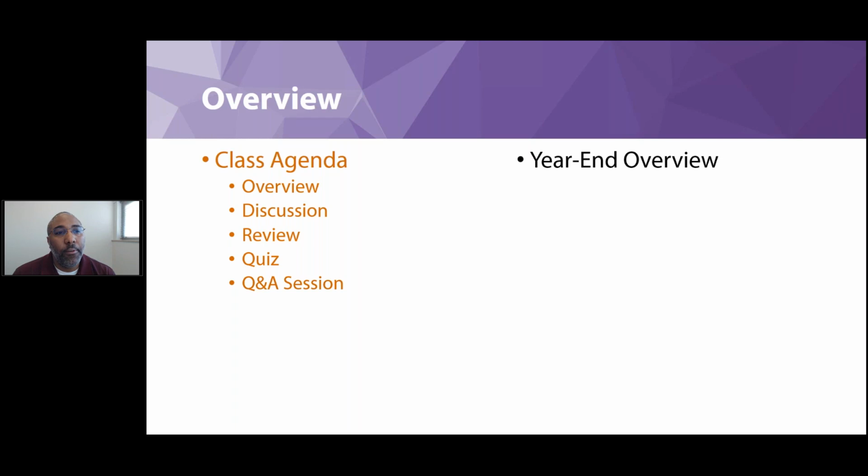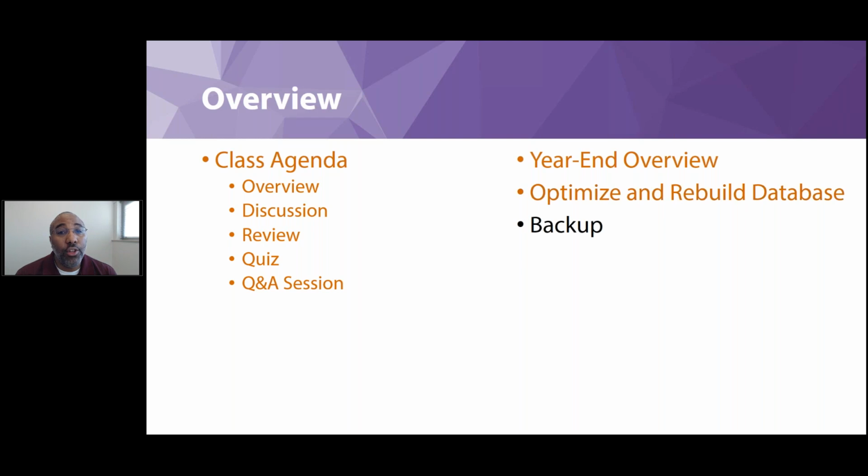So we're going to start out with a year-end overview, basically talking about how the year-end should be done. Then from there, we're going to show you how to do the optimize and rebuild. That does take a minute or two, but we're going to show you how to run that utility. And we're going to show you the new backup utility. There'll be a slight change in how you back up, but the end results will be the same.